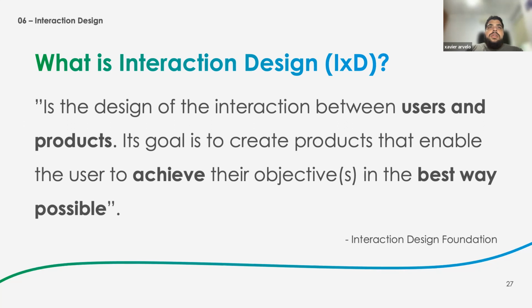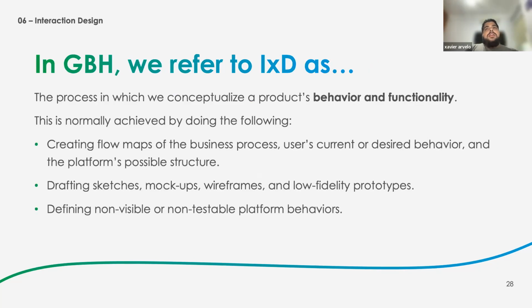The goal of an interaction designer is to create products that enable the user to achieve their objective in the best way possible. But this encapsulates a little bit of both, not just interaction, but also visual design. So in GBH, we refer to interaction design as the process in which we conceptualize a product's behavior and functionality. If you compare this to making a building, user research is the first part, making the base of the building, gathering information on what type of ground it is, why we are building there, and the things that we need to actually build. Interaction design will be the ones that actually build the structure, like putting the beams and the cement floor, making sure that it doesn't fall apart once we add the final thing.